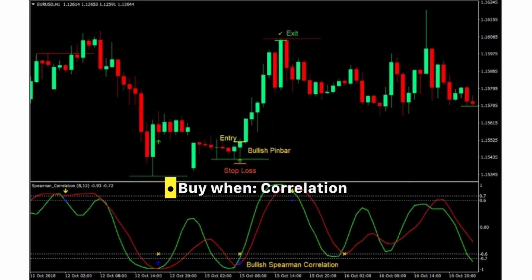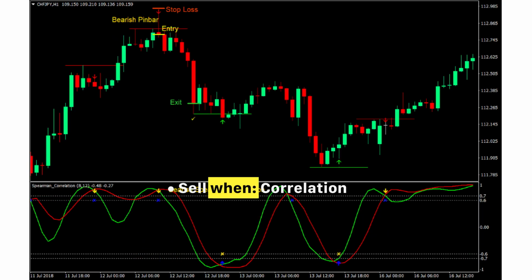How to trade it? Buy when correlation is below -0.7, oversold. The lime reversal line is marked. Price touches that line, an up arrow appears, and the candlestick is a bullish pin bar. Sell when correlation is above +0.7, overbought. The red reversal line is drawn, price reaches it, a down arrow forms, and the candle is a bearish pin bar.